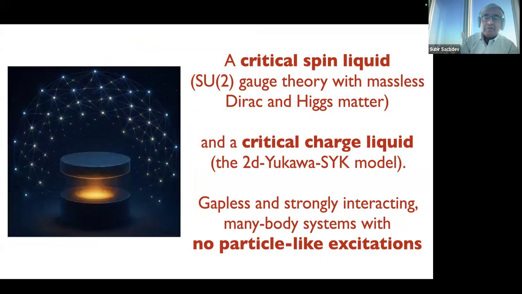And really, that's all I have to say. And here's a fanciful picture of how these strongly entangled gapless states are really the key to understanding the structure of the cuprates. Thank you.